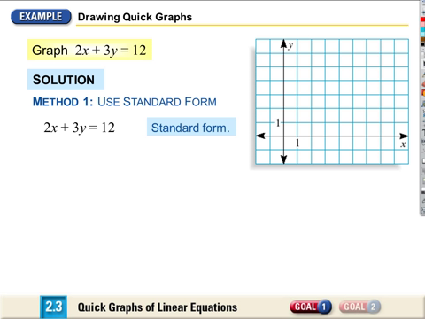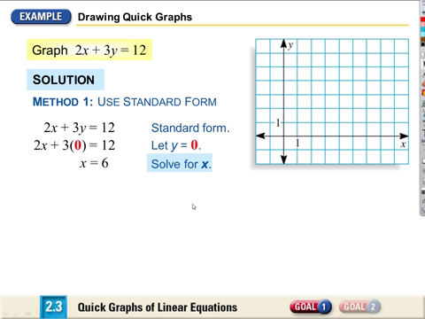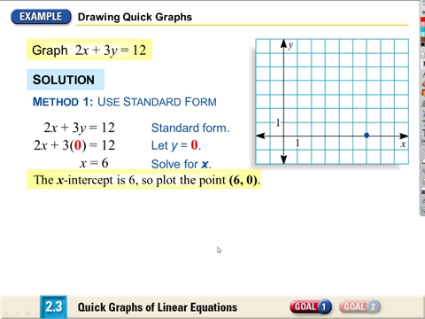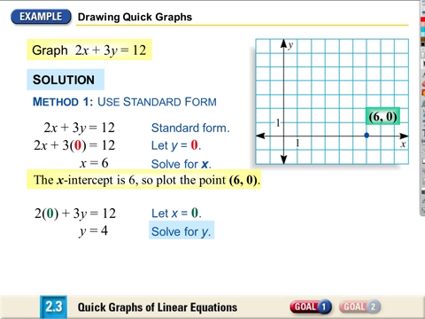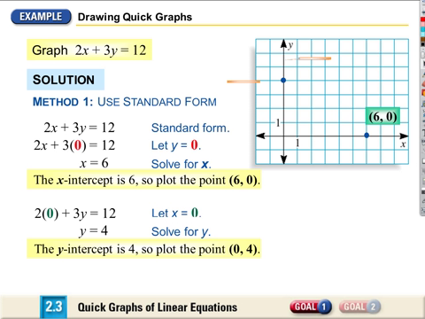Okay, so if I cover up the y term, what's x equal to if I solve? 6, sure. So I get x equals 6, there's our x-intercept. When I covered up x to solve for y, I got 4, so the y-intercept is at 0, 4. There's the y-intercept. Right there. Connect and extend. Piece of cake.